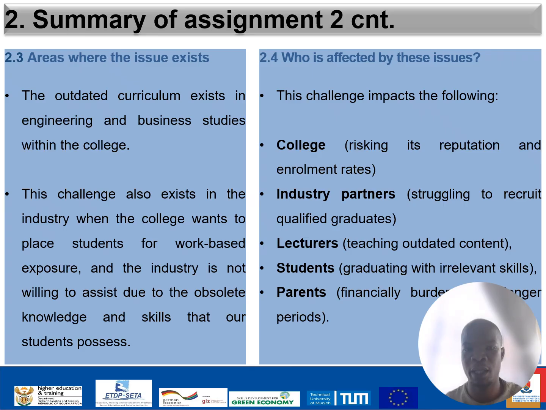The other question that I had to look into is who is affected by these issues. This challenge impacts the following people. I have identified 5 stakeholders that are hindered by this. First is the issue of the college.